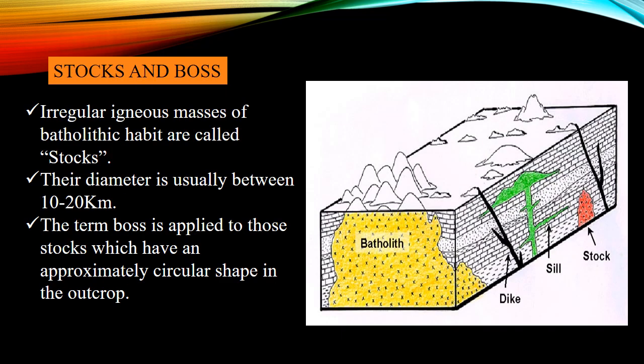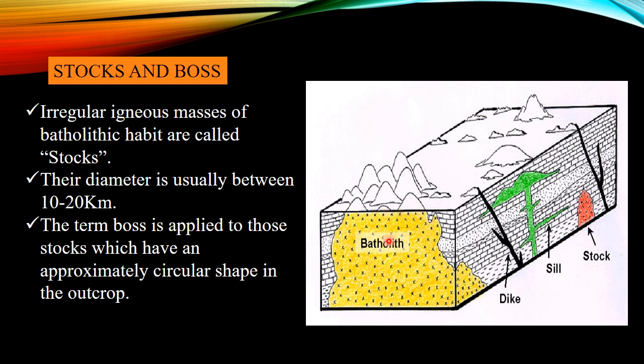Now the next example is stocks and boss. We can see in this image, this is a large intrusive batholithic body. This is stock, and the upper portion of the batholith, which is circular in nature, this is boss. The irregular igneous masses of batholithic habit are called stocks. This is a small intrusion of the magma, and this is an irregular or massive igneous body. This is called stock. And the upper portion of the batholith that we can see in this image, this is a hummock, a little hill type of feature.